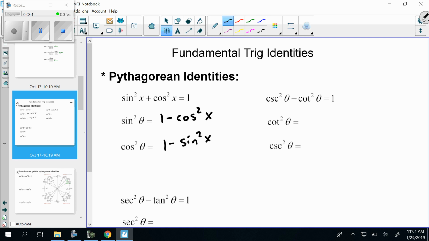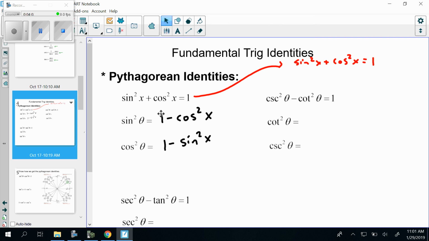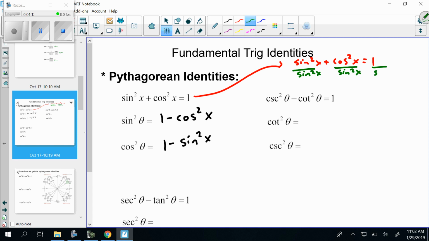We can also come up with some other identities off of this by dividing by either sine or cosine. So if we took this identity right here of sine squared x plus cosine squared x equals 1, and we went through and divided everything by sine squared, we'd get a new identity. And it would be the one listed here.